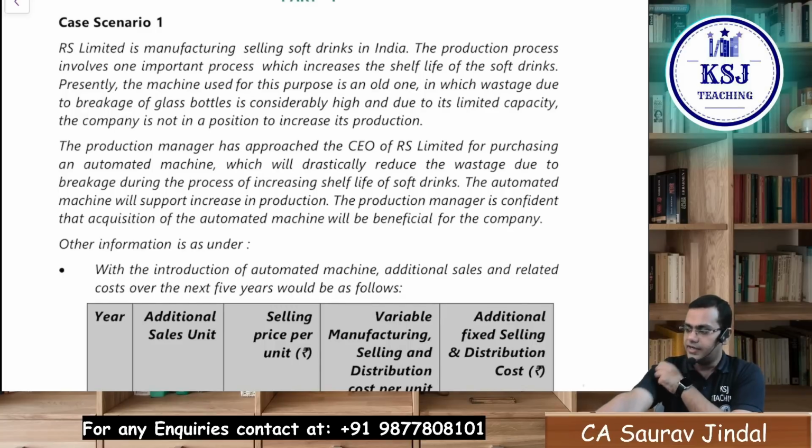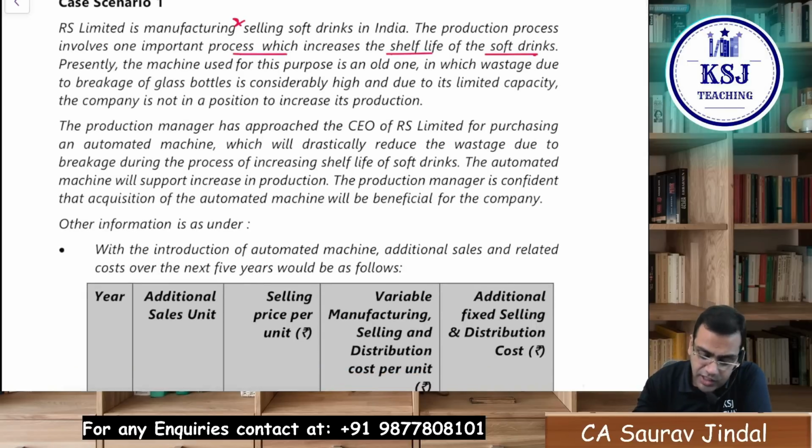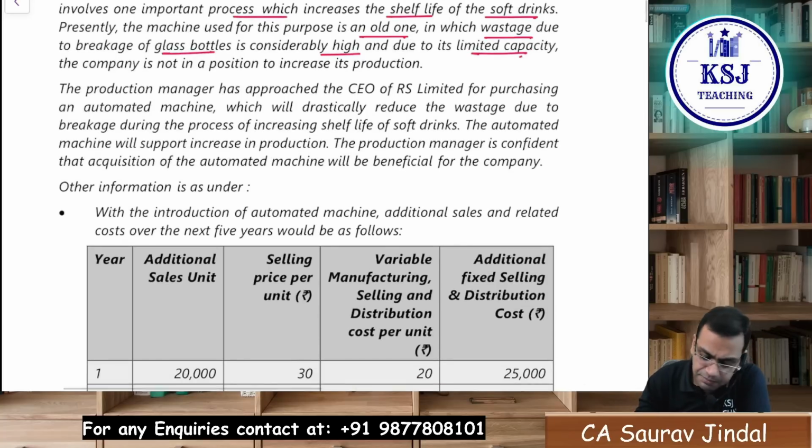Okay, let's read it. RS Limited is manufacturing and selling soft drinks in India. The production process involves one important process which increases the shelf life of the soft drinks. Presently, the machine used for this purpose is an old one, in which the wastage due to the breakage of the glass bottles is considerably high, and due to its limited capacity, the company is not in a position to increase the production. So there is an old machine.